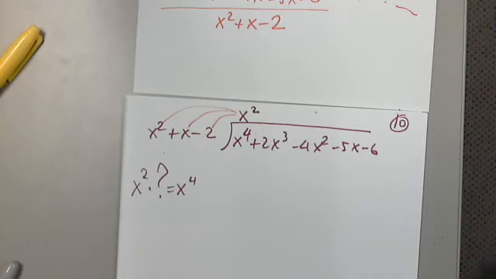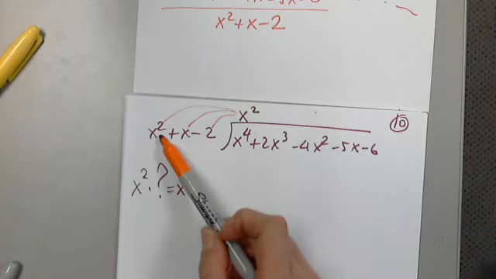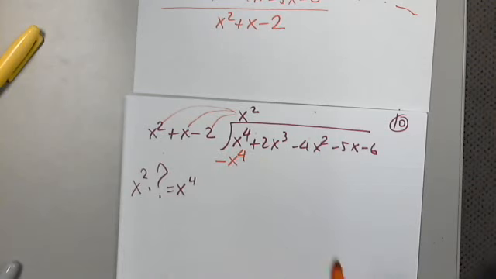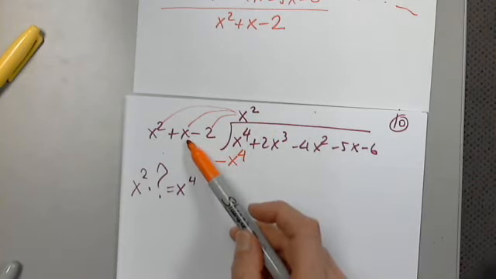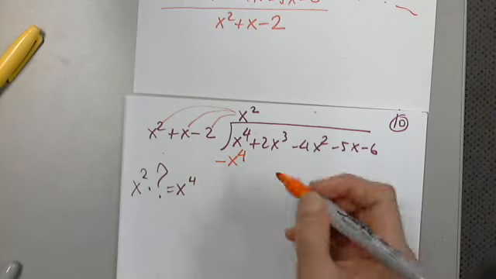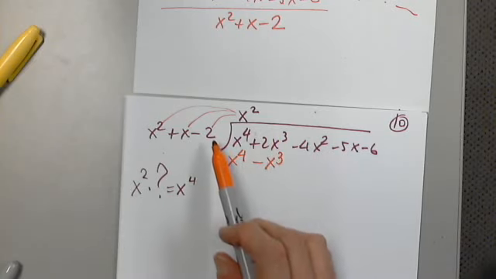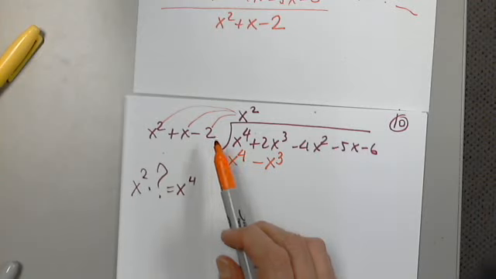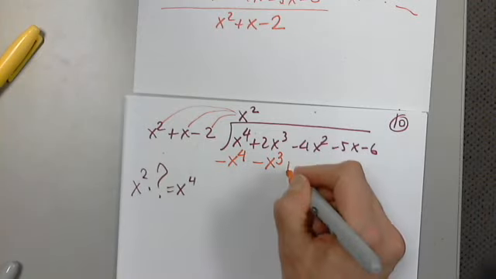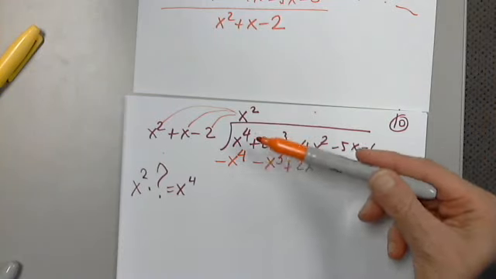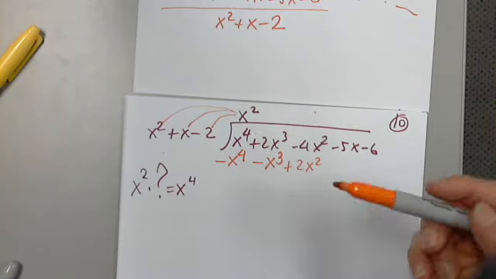So let's distribute. X squared times x squared, but I have to write negative x to the fourth. X squared times x is x cubed, but I have to write negative x cubed. X squared times negative 2 is negative 2x squared, but I have to write plus 2x squared. And notice I wrote them one under the other as like terms.